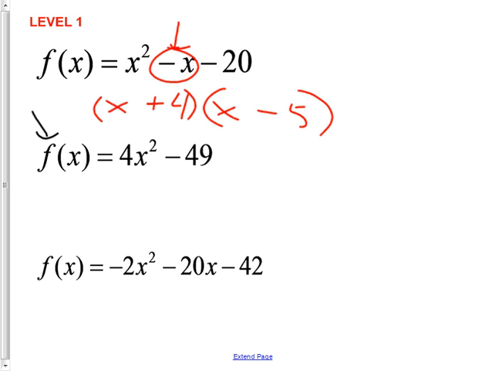And now don't just trust, I haven't checked it yet. I don't know I'm right yet. So let's find out. X squared, outside -5, inside +4 makes negative x, and the last makes -20. Now I know I'm right.